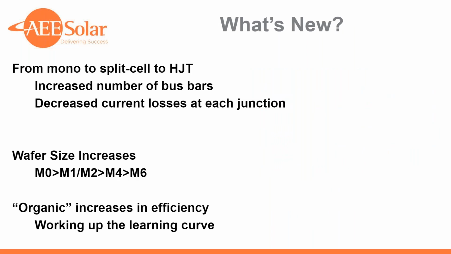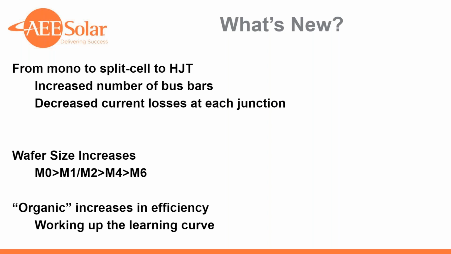So what's new? This is where we talk about new technology and what I call the old physics. Some of the new technology: we've gone from mono to split cell, now to heterojunction technology, HJT. The theory behind moving to split cell was decreasing the current losses at each junction. If your cells are smaller, they're going to have lower current. You've got more of them. You can reduce those parasitic losses and increase your overall wattage. So that's a bit of the new technology.